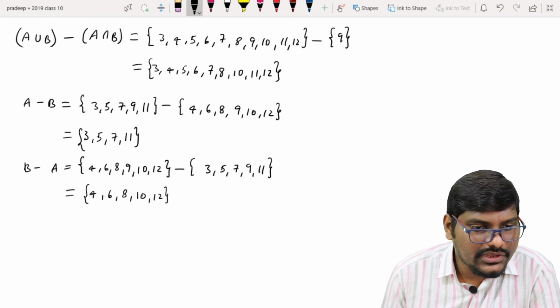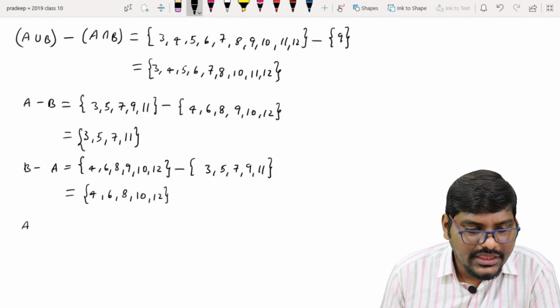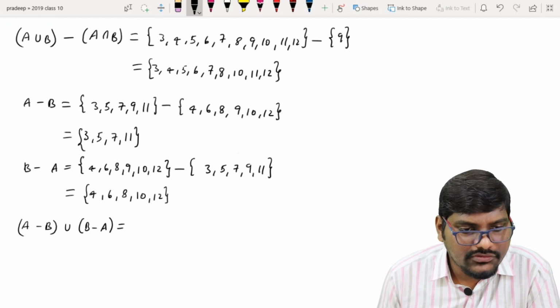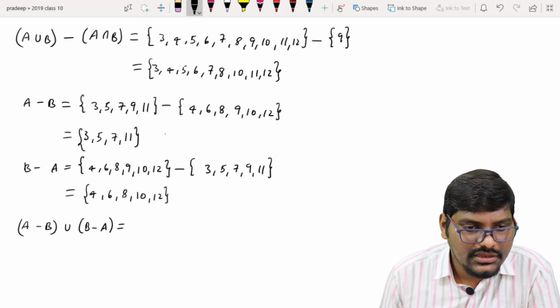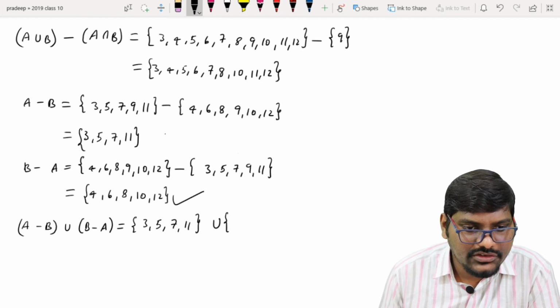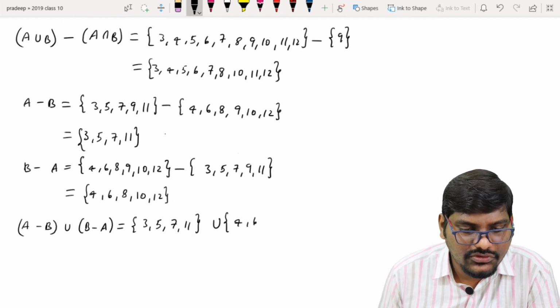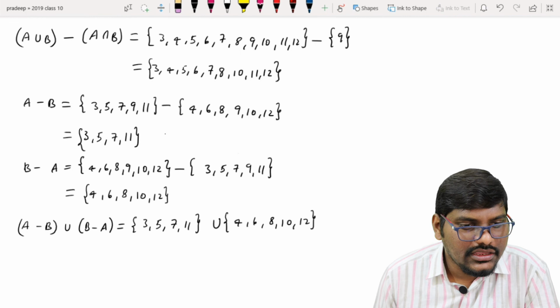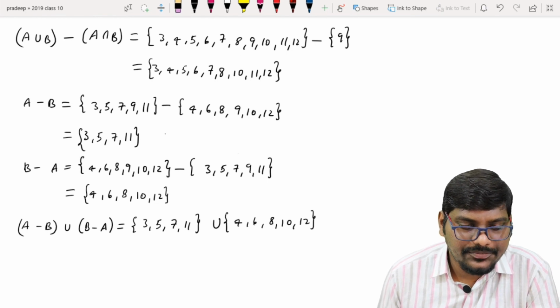Now we'll solve the given condition, that is A minus B union B minus A. What is A minus B? This is A minus B. So we get 3, 5, 7, 11 as A minus B. Then what is B minus A? This is B minus A. So we get 4, 6, 8, 10, 12. Alright, so this is A minus B union B minus A.